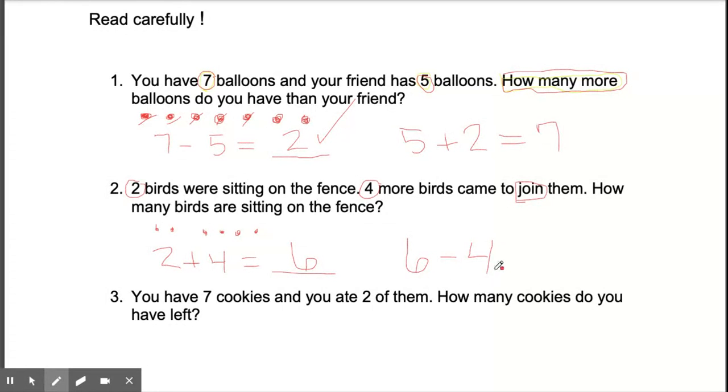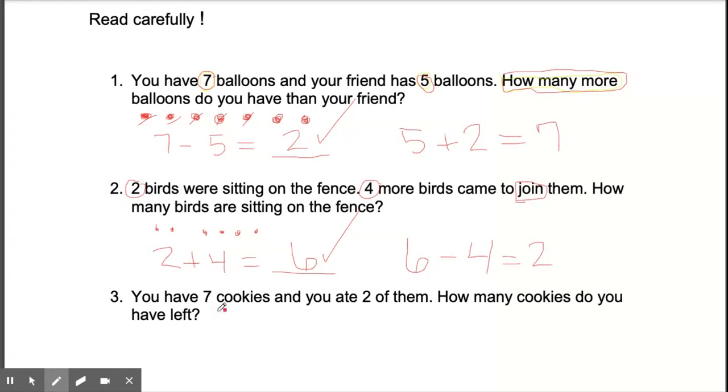Okay? So 6 subtract 4 equals what? We got 6 in our head, okay? 5, 4, 3, 2. 2 is our answer. Do all these numbers match? Yes. So we know this one is correct. All right, last one.